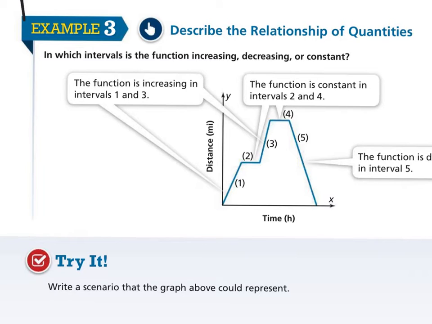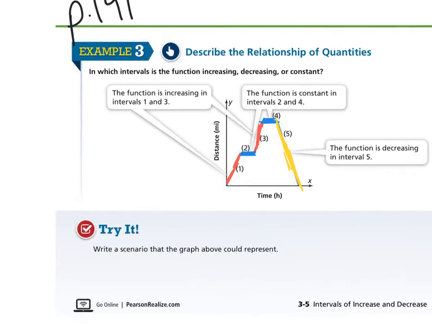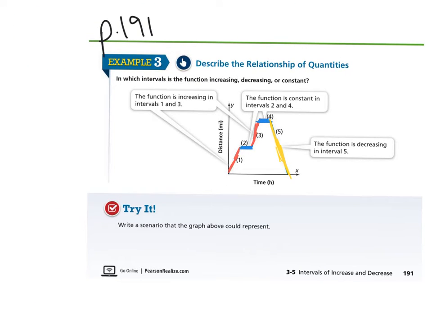So you can see, like the book's showing us here, intervals 1 and 3, it's increasing. It's constant on intervals 2 and 4. Notice those are just horizontal lines. And then it's decreasing on interval 5. So interval 5, you can see that's going down. So that's decreasing on that interval. So it's really just a matter of looking at what direction the line's going.